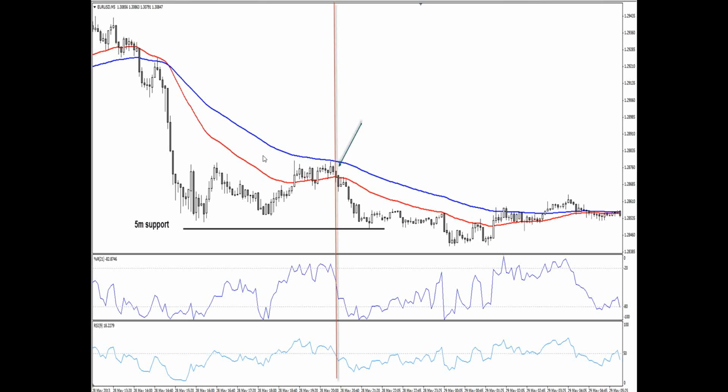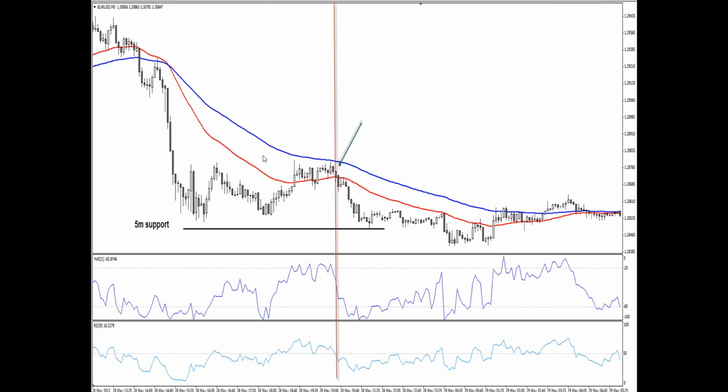Then we can see that RSI is below 50. So the momentum is to the downside after the pullback in a bearish trending market. These moving averages are support and resistance levels of higher time frames. Blue is above red, which means the market on a higher time frame is bearish. We can see Williams, we can see RSI, and then we enter a short trade.